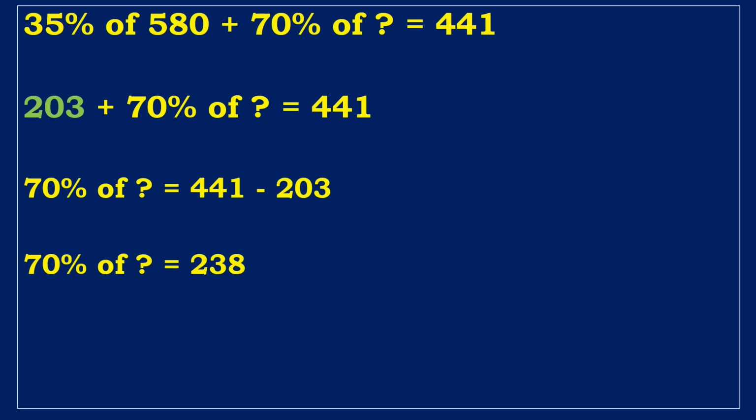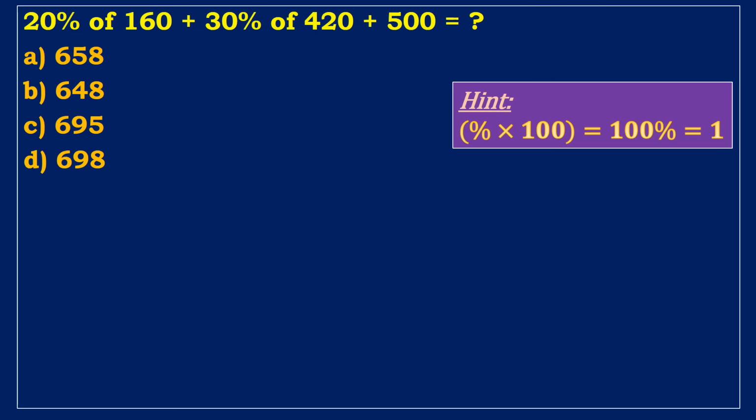We know that 238 divided by 7 equals 34. Hence, the answer is 340. Let's look at the second example to understand this simplification concept by ignoring percentages and two zeros. Simplify the equation 20% of 160 plus 30% of 420 plus 500.